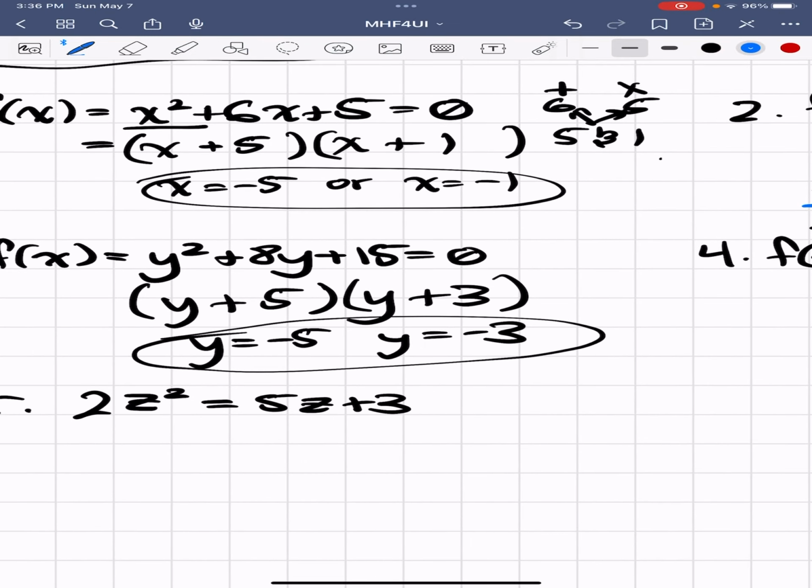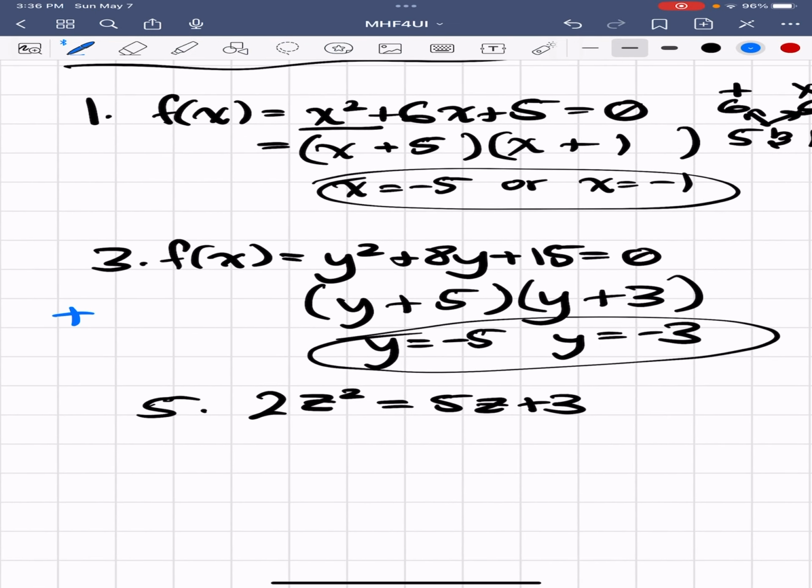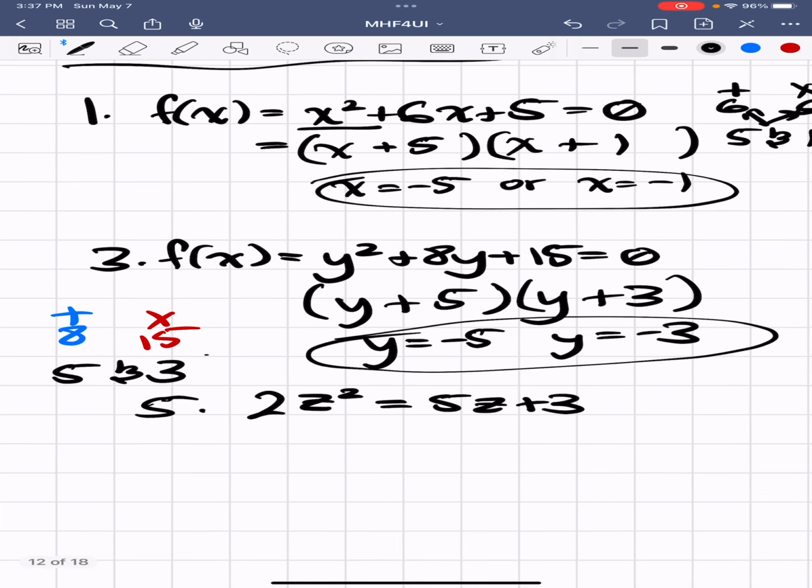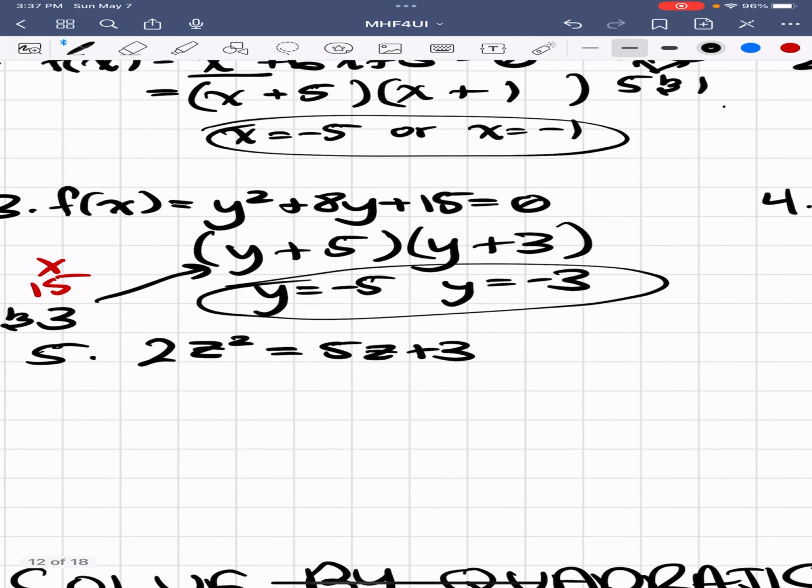So what I did was I looked for numbers that add to 8 and multiply to 15. What I came up with was 5 and 3, and that's inputted into our factored expression right there. And the x-intercepts, or the zeros that we have looked for, are -5 and -3.